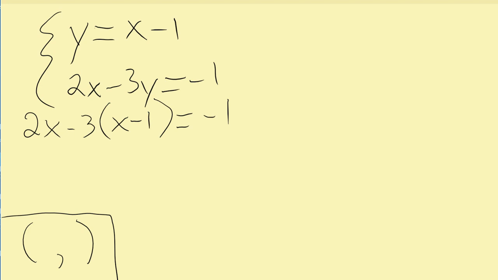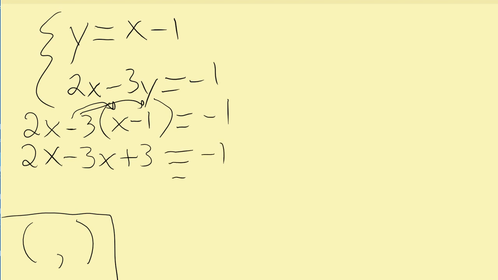Yeah. Now, we can always solve an equation that has one variable. I know it's written down twice, but it's the same variable. So we are now going to distribute negative 3 to everything that's inside the parentheses. That's the distributive property. So we're going to say 2x. That just comes down here. We're not multiplying that. Negative 3 times x is negative 3x. Negative 3 times negative 1 is positive 3. And that equals negative 1.